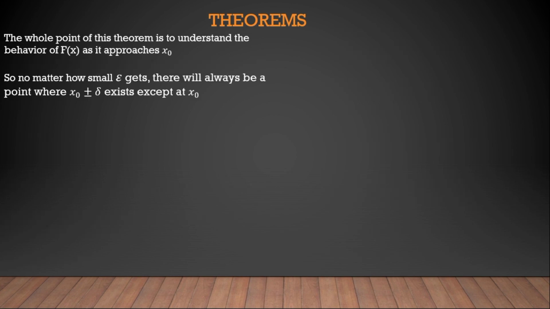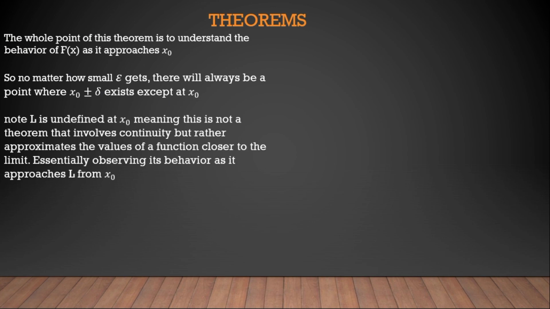But before that, the whole point of this theorem is to understand the behavior of f of x as it approaches x naught. Like I said, limits help us observe the behavior of f of x when it reaches a certain value. No matter how small epsilon gets, there will always be a point where x naught plus or minus delta exists, except at x naught.